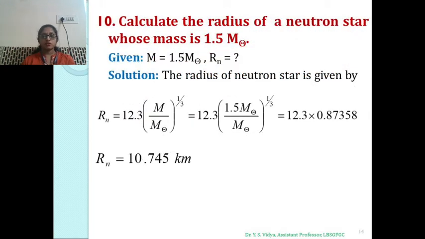Calculate the radius of the neutron star whose mass is 1.5 times that of the sun. Here mass is given as 1.5 times the mass of the sun. We have to calculate the radius of the neutron star. The radius of the neutron star is given by 12.3 times (M divided by mass of the sun) whole to the power of 1/3. Here they have given mass, capital M, equal to 1.5 times the mass of the sun. Just substitute that value and we get the radius of the neutron star equal to 10.745 kilometers.